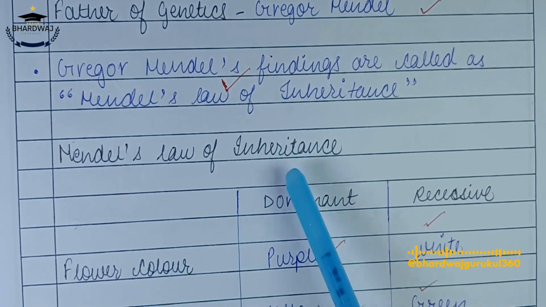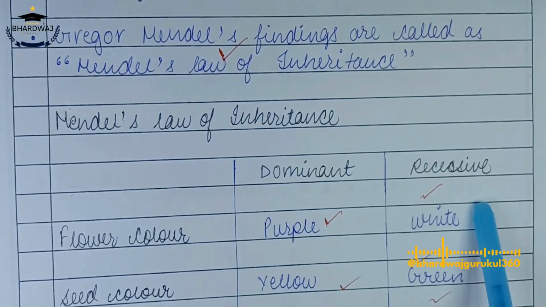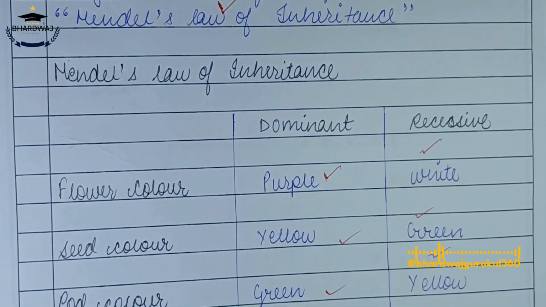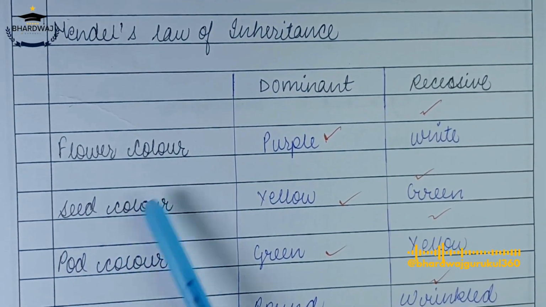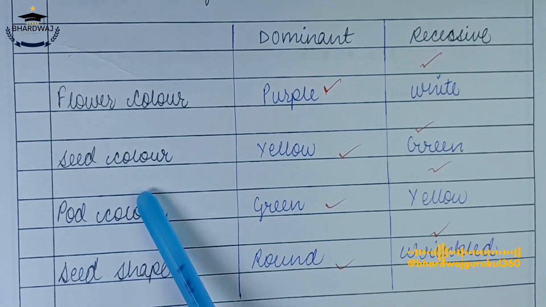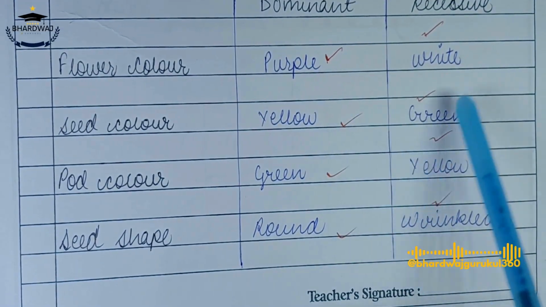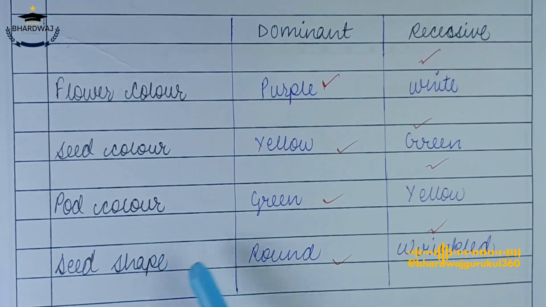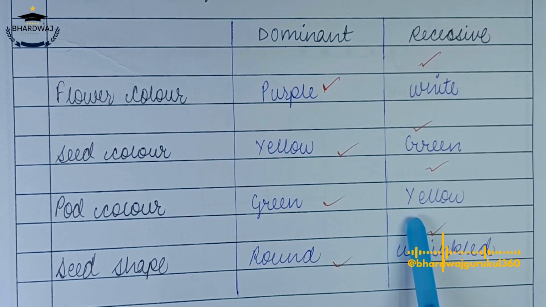Mendel's laws of inheritance include the dominant and recessive alleles. So we are going to study about them. Flower color, purple color is dominant and white is recessive. Seed color, yellow is dominant and green is recessive. Pod color, green is dominant and yellow is recessive.